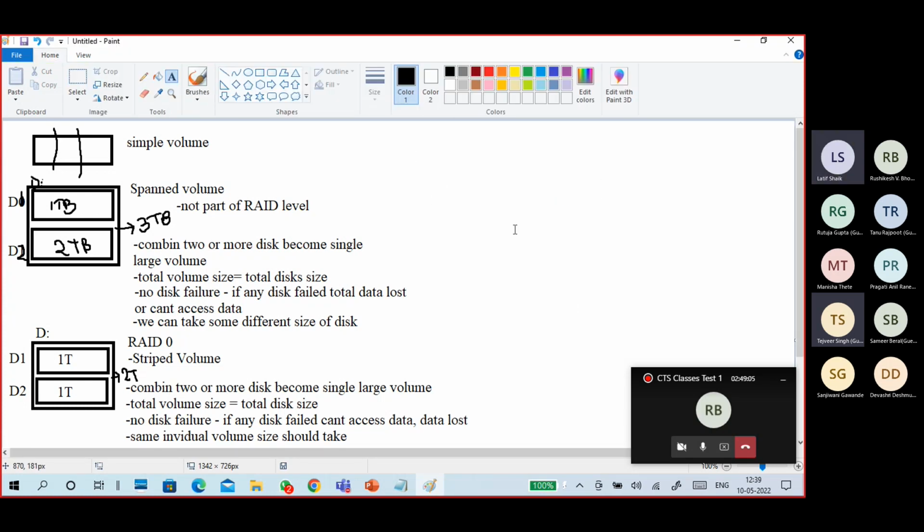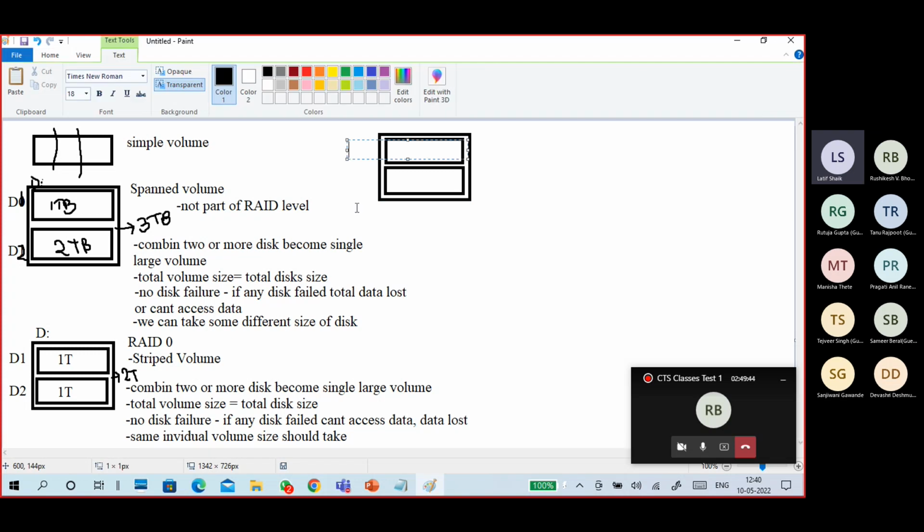Again, my previous pictures easily occupied the screen, but now it has become very little space, so we'll try to adjust this space. Okay guys, if any disk fails, you can't access the data. But it increases the speed of reading and writing data. Striped volume: size increases, speed increases, both are there.